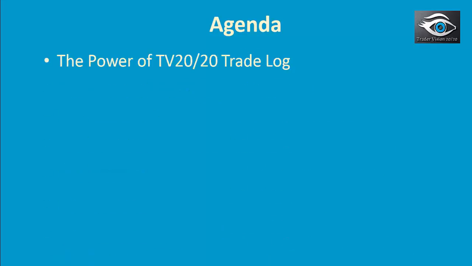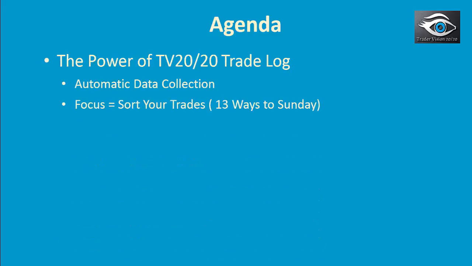Let's talk about the power of the TraderVision 2020 Trade Log as your trading journal. First of all, TraderVision will collect the data for you automatically. You just need to fill it out as you're working through trades. Secondly, you can focus using the trade log. You can sort your trades 13 ways to Sunday, and I'll go through that and show you examples. This allows you to focus on the most important things first and keep your priorities straight.